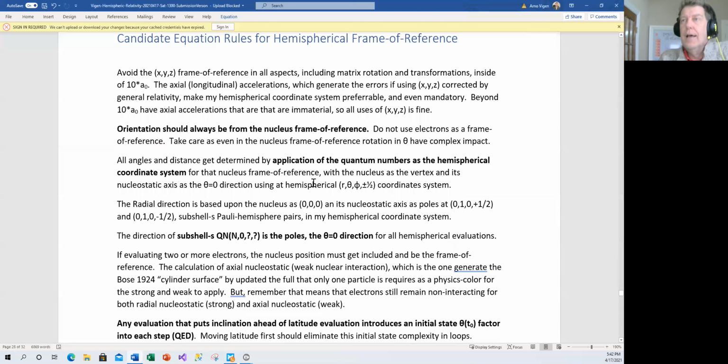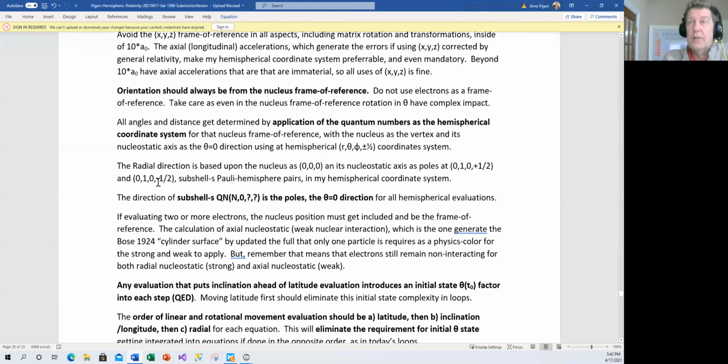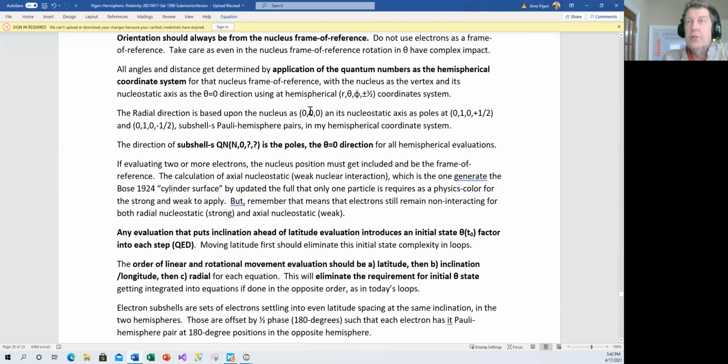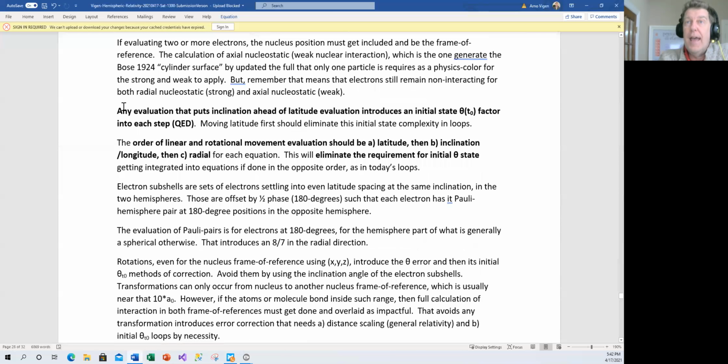And the application of these becomes quantum numbers in the hemispherical coordinate system. The radial direction is 0, 0, 0, that's the nucleus, and the poles are at 0, 1, 0, plus 1/2 or minus 1/2 for the cells. And if you set up those coordinates, you can do those calculations that I showed. Okay, any evaluation needs to put inclination ahead of latitude, okay, because that introduces that initial state factor. If not, you're going to have to do loop after loop after loop.